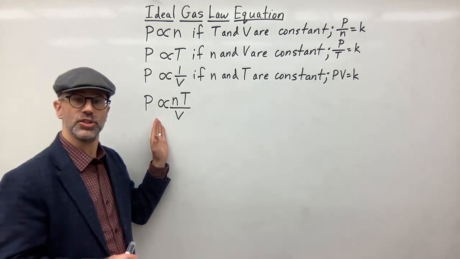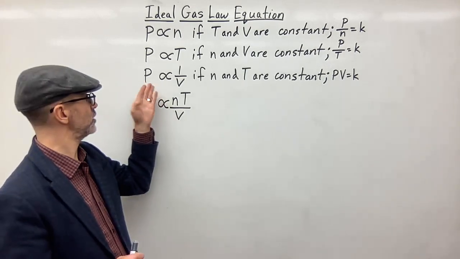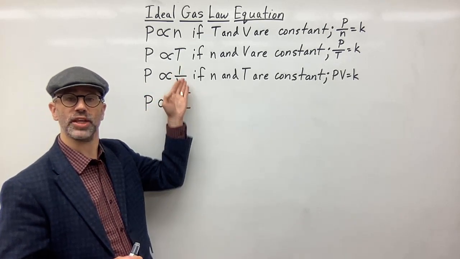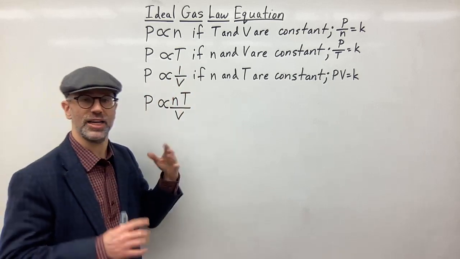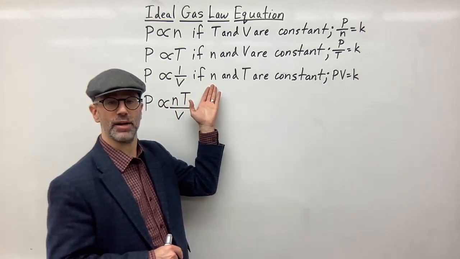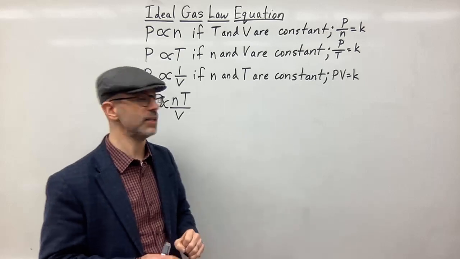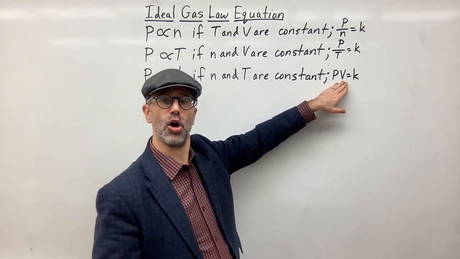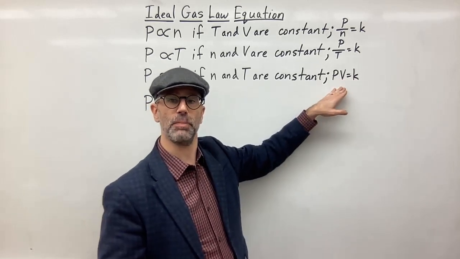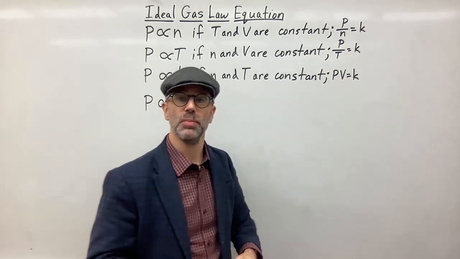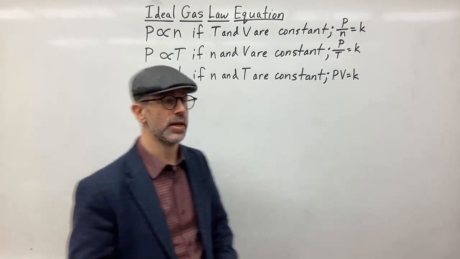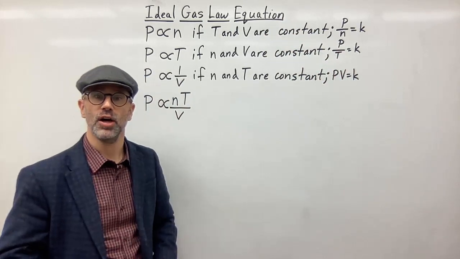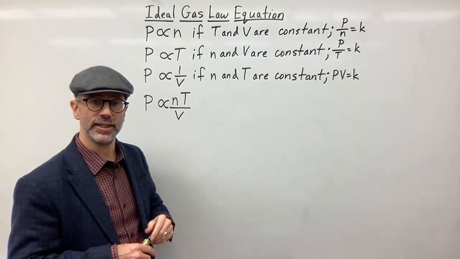And then we saw that pressure is proportional to 1 over volume, or the inverse of volume. So pressure and volume are inversely related to each other if the amount of gas and the temperature are held constant. That gave us pressure times volume is equal to some constant, and that gave us P1 V1 equals P2 V2, Boyle's law. Each of these gave us an equation that we could use to solve a problem. Now we can put this all together.